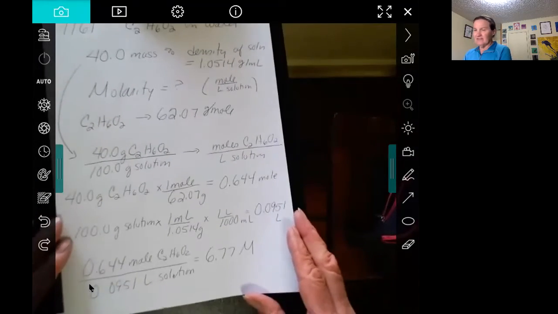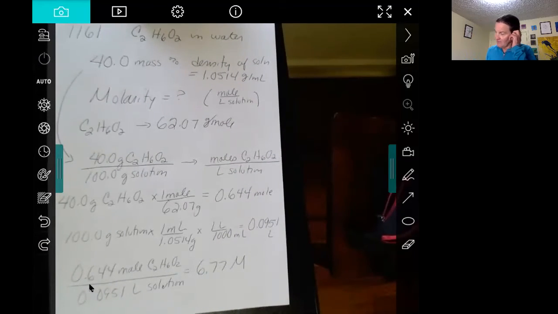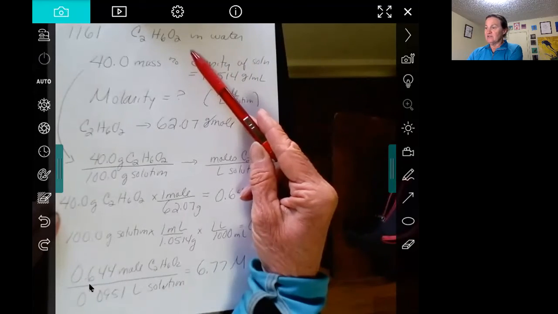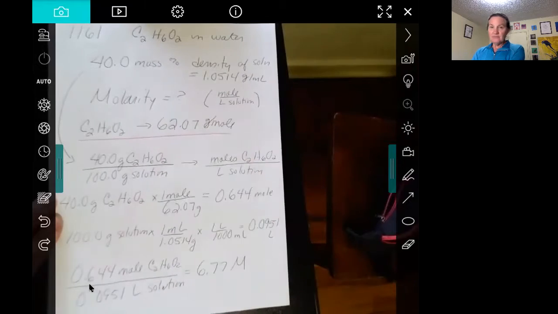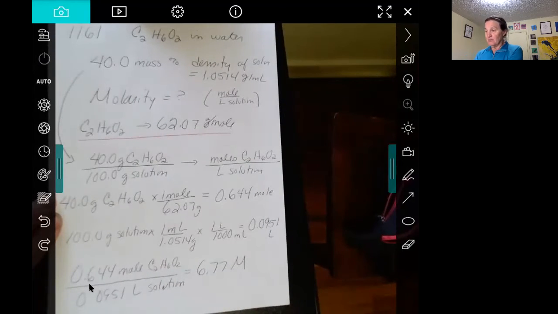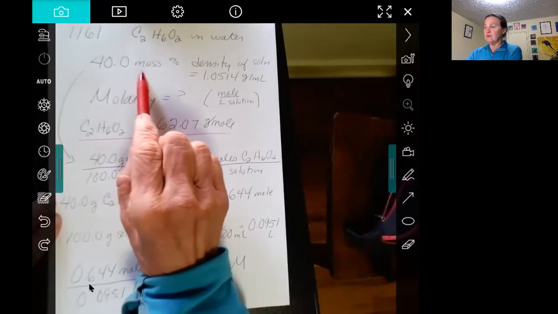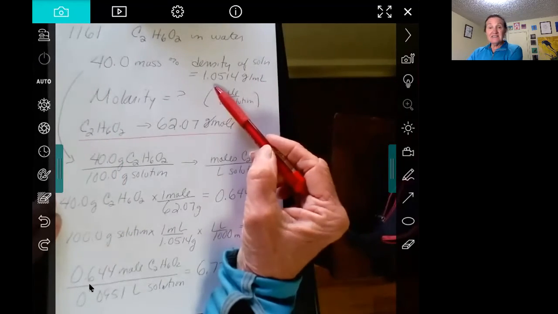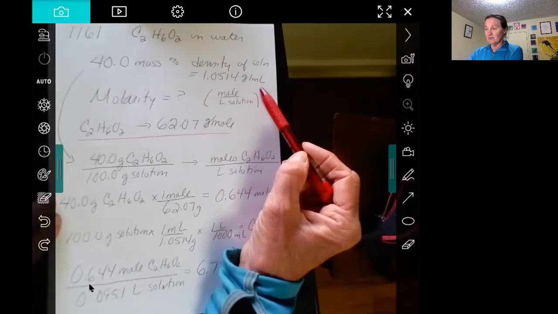So the next problem is one just looking at the units of concentration. It's a problem where you have, I think, antifreeze, ethylene glycol, C2H6O2. So I went to Wolfram Alpha again and looked up the molar mass. And it tells me that I start with a solution that's 40% by mass ethylene glycol in water, and that the density of the solution is given as 1.0514 grams per milliliter.